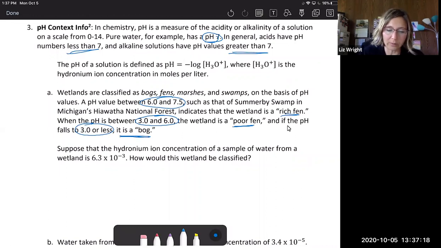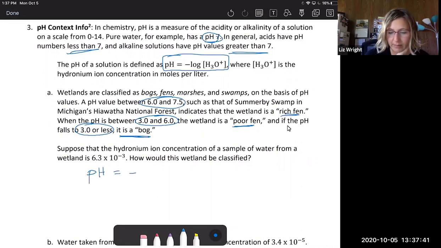So suppose that the hydronium ion concentration of a sample of water from a wetland is 6.3 times 10 to the negative third, how would this wetland be classified? So we are going to use this formula right here. And so we're going to plug that in. So it's going to be pH equals negative log of, and again, it gave us the hydronium ion concentration right here. So we're going to fill that in.